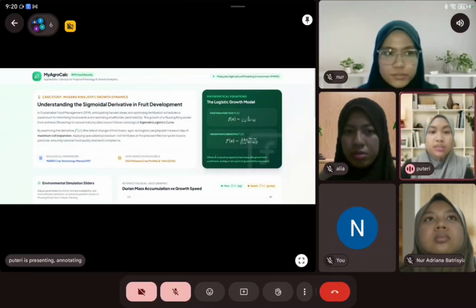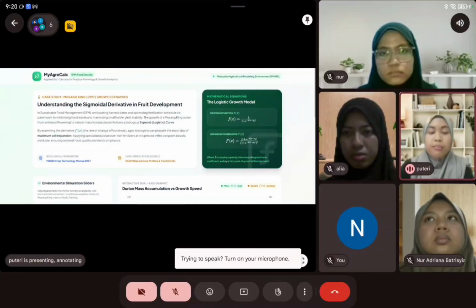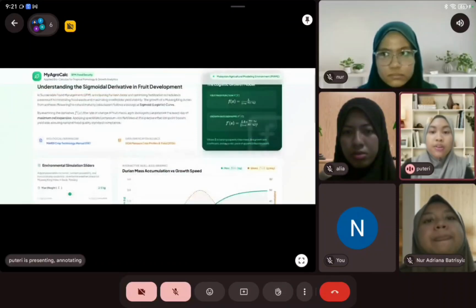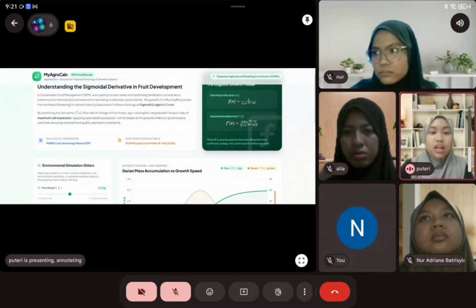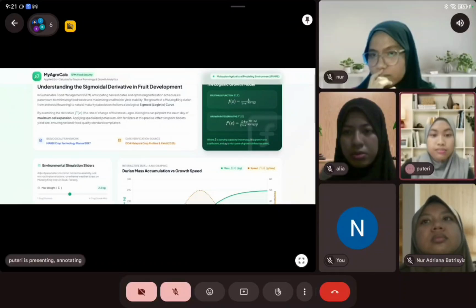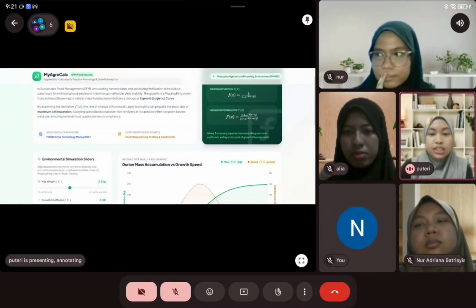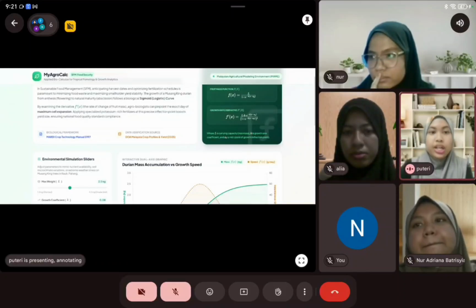So, studying this bioscience problem is important because it can improve food security and agricultural productivity. By understanding the growth rate of durian, farmers also can reduce food waste, improve food quality and manage fertilizers.